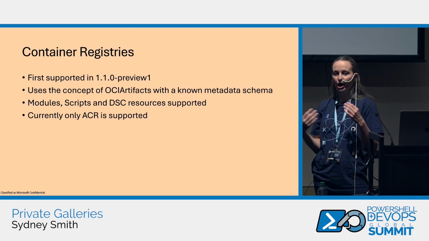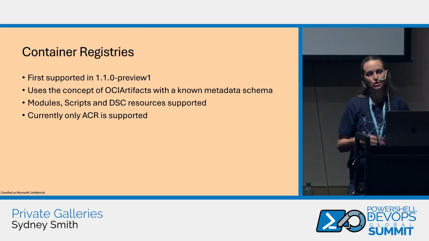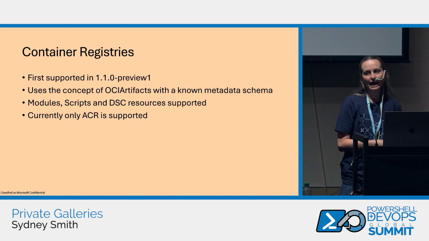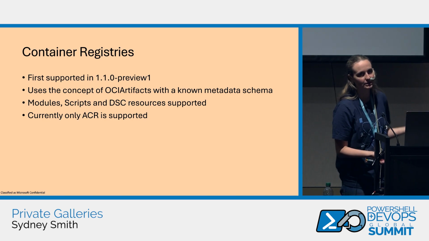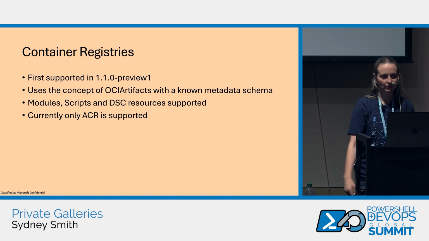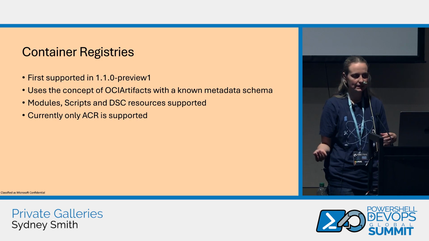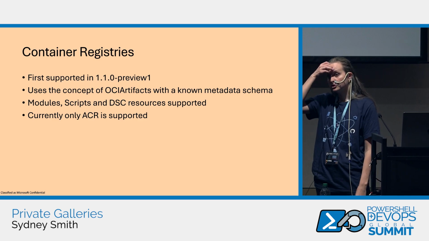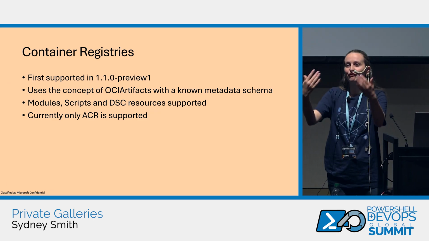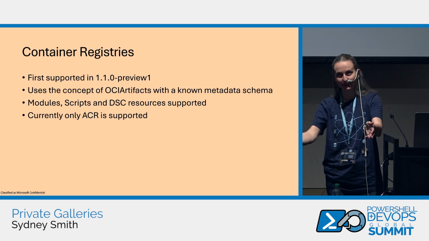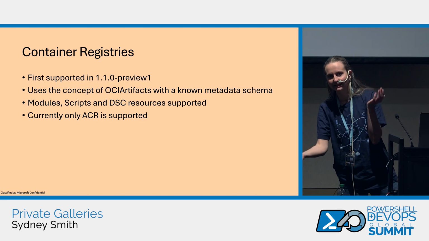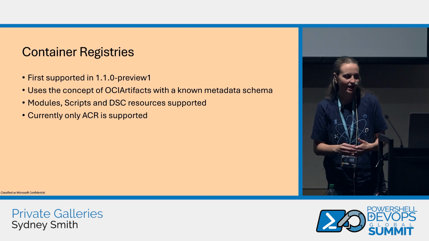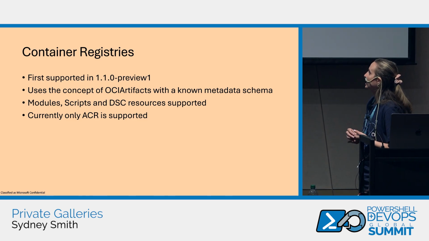So we took this concept of an OCI artifact with a known metadata schema, and we abstracted it so that we could use it with nupkgs. And what are nupkgs? Nupkgs are just zip files, essentially, right? And so we took this idea and we applied it to modules, scripts, and DSC resources. So this should feel like any other repository. You shouldn't have to feel like you're using a container registry, right? These are not containers, they're modules, and they should feel as such.